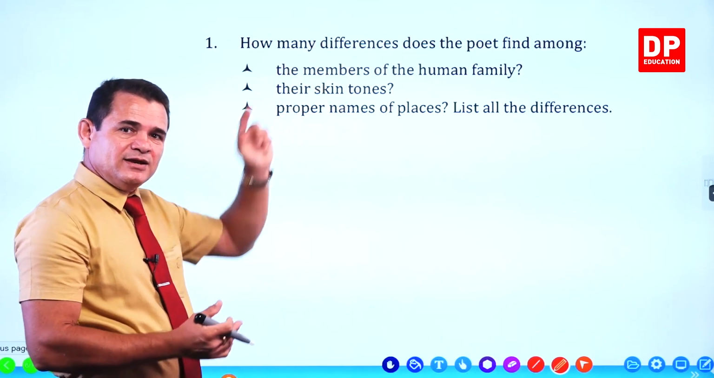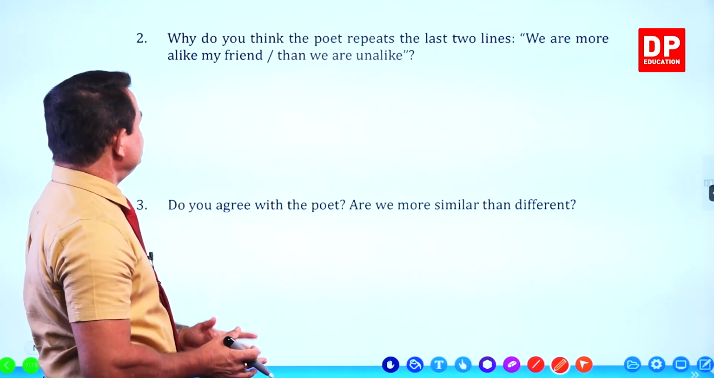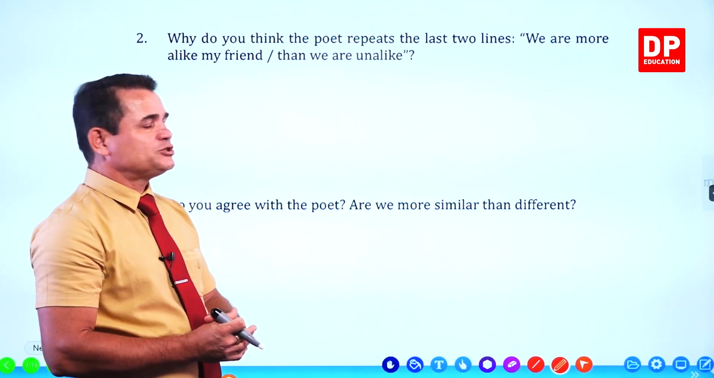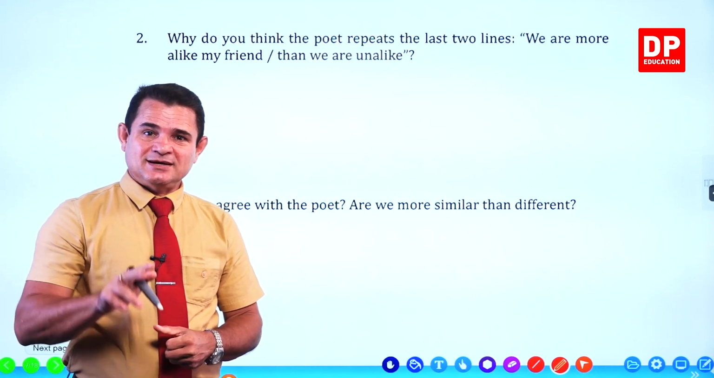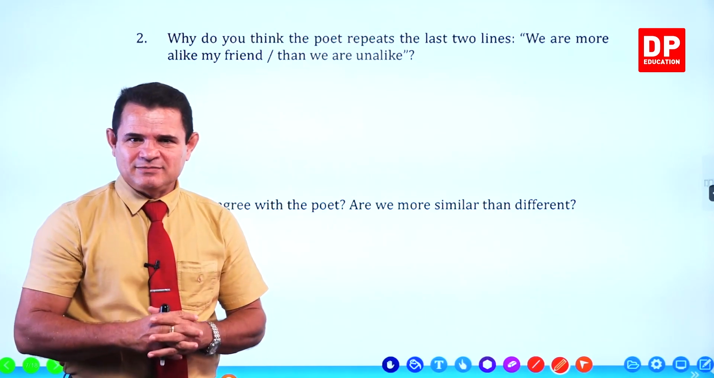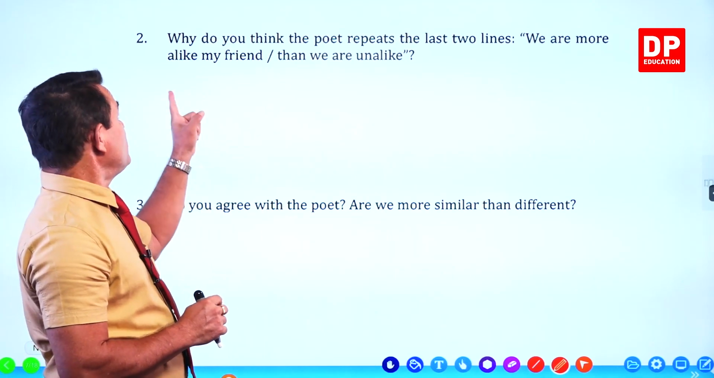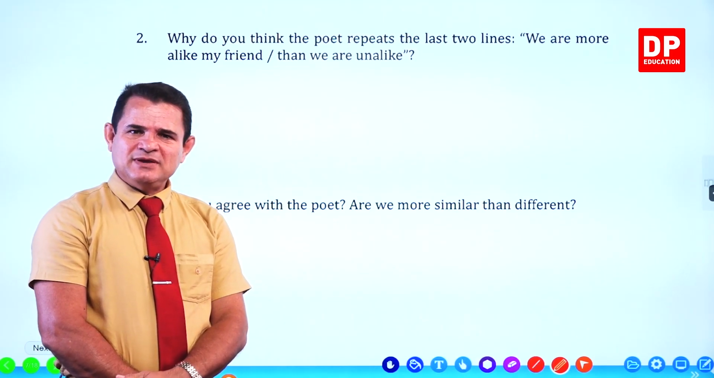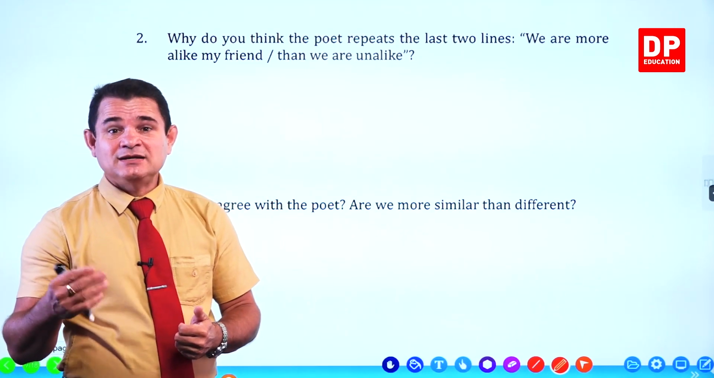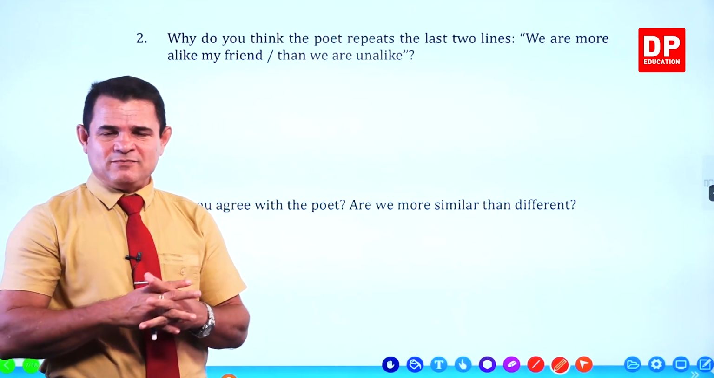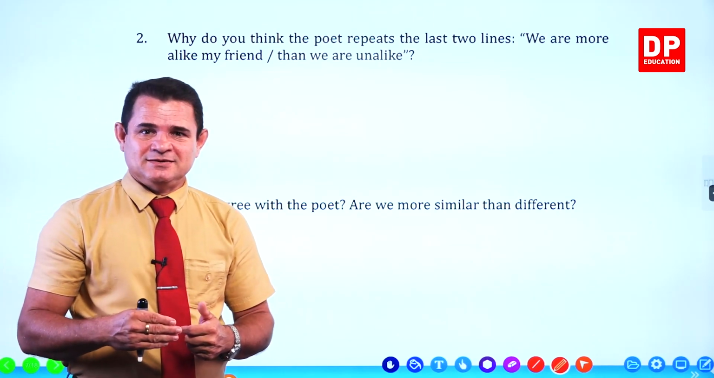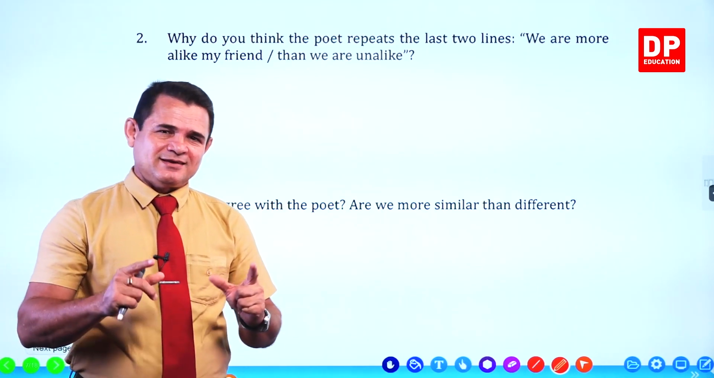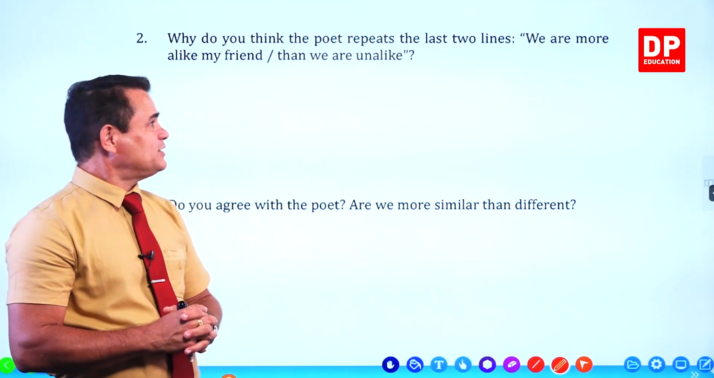So for these three, you could see the answers. Second question: why do you think the poet repeats the last two lines? I told you, he says the same thing again and again. Why is that? We are more alike, my friend, than we are unalike. We are more alike than we are unalike. The similarities we have are greater than our differences. That means repeated. Why do you think he is telling like that? You think and discuss with your friend, and you can write your idea.